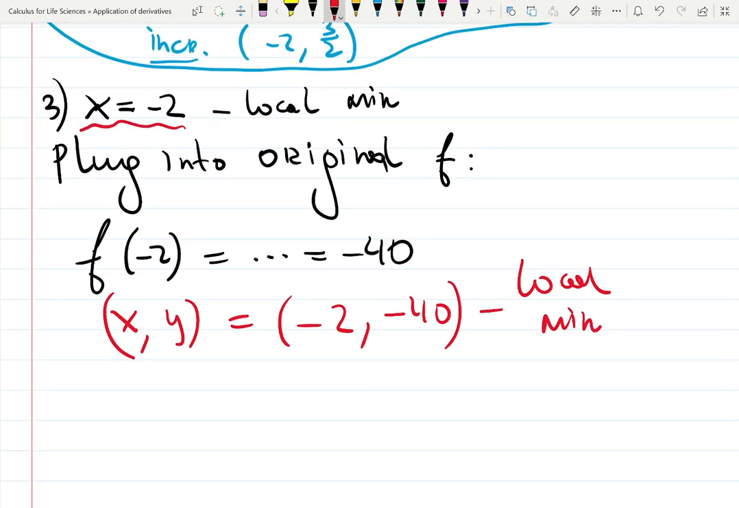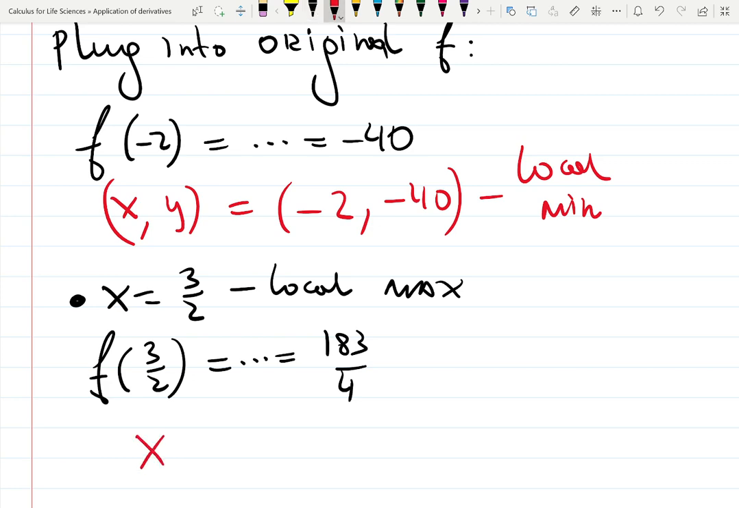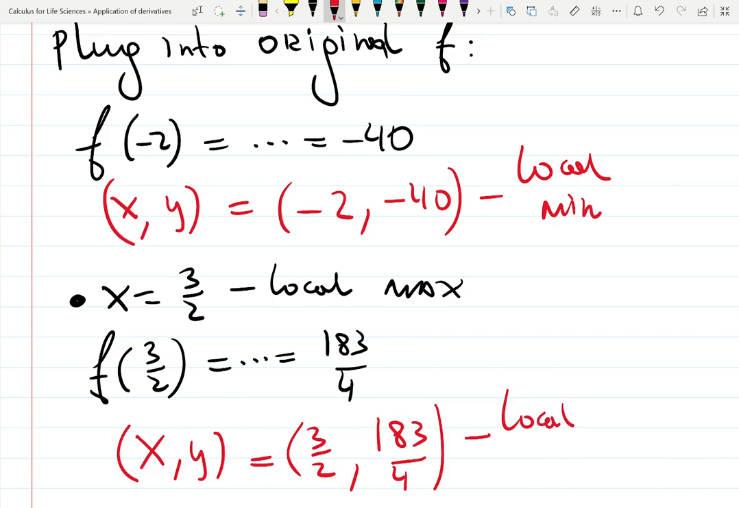Same situation happens with x equals, so I'll do a dot and a dot. X equals 3/2 gives you a local maximum, but how high does it go? Plug into the original. F of 3/2 equals, you calculate, 1 and 83/4. So the point answer will be 3/2, 1 and 83/4. That is the local maximum. This gives you full credit.